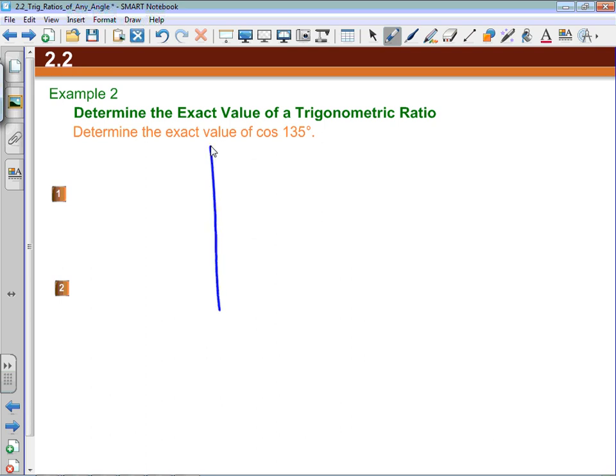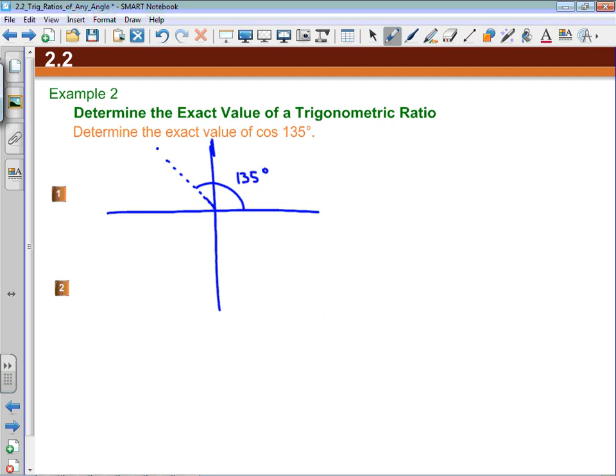So I'm going to draw on my wonderful Cartesian plane the angle 135. So 135 is going to go past my 90-degree vertical positive y-axis there, and then it's actually going to be along this dotted line, which is halfway in between. So I'm going to draw 135 right there.